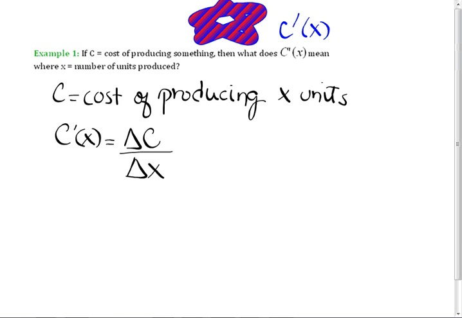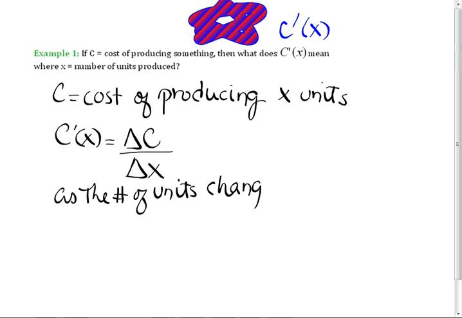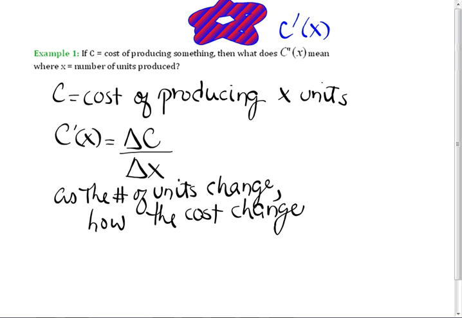Okay? So you're going to have homework questions. You need to practice these. What does this mean? It means as the number of units, I'm going to say changes. I don't know if it's increasing or decreasing. Changes. This represents how the cost changes. Now, that's only one piece of the 3 things, because when you do this on the exam, you're going to have a number there. And then you're going to have to be changing that.